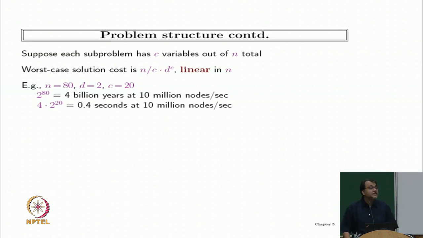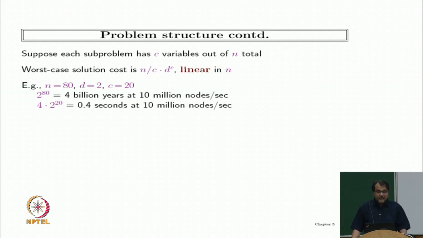So D is 2, and let's say there were 80 variables. So that means that the search space is of size 2 to the power 80, and if I am doing uninformed search, it will take me 4 billion years at 10 million nodes per second to solve this problem. If I have the space, I think I have the space because we are doing depth first search, right? Or backtracking search. On the other hand, if I have a problem, in the same problem I have only 4 connected components, not too many.